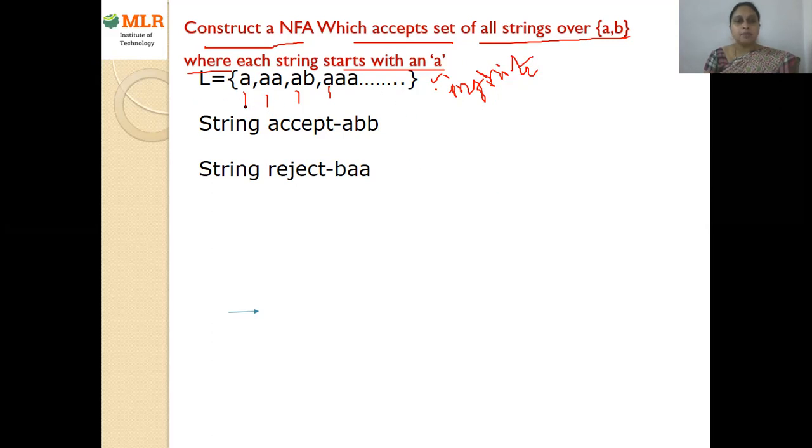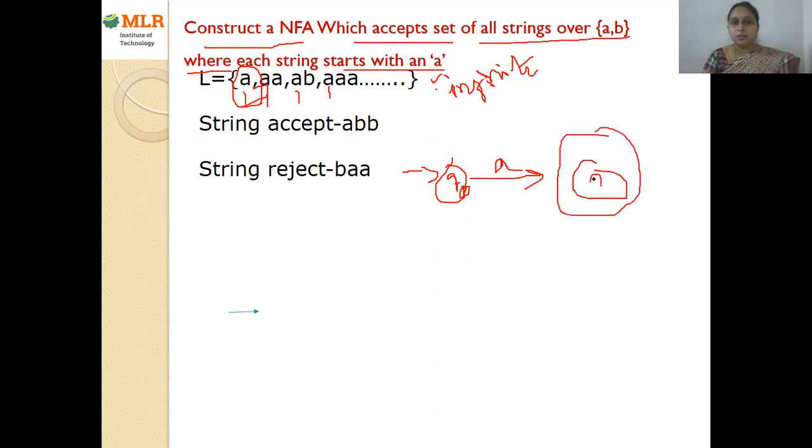Now by taking the minimum string A, we are going to represent the structure. Q naught on A reaches the final state Q1. This is the minimum structure we have represented. Now based on this, we need to construct an NFA.